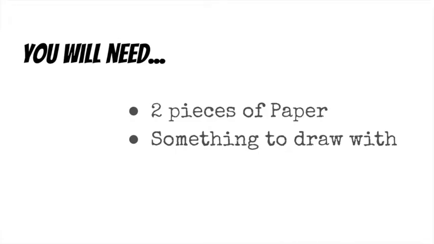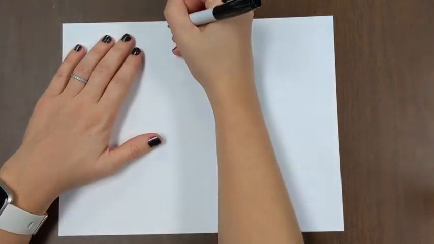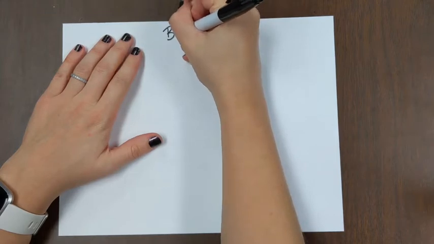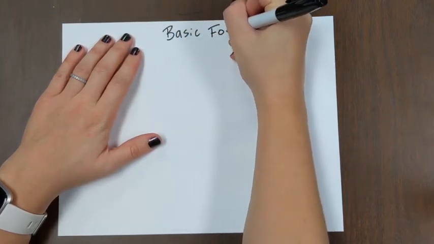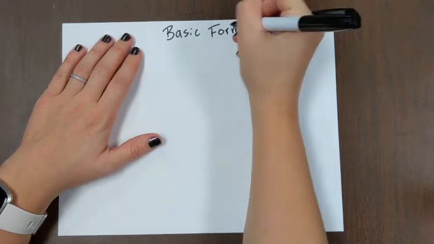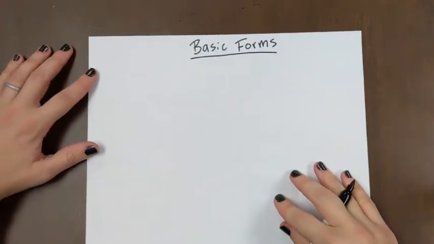For this practice, you will need 2 pieces of paper and something to draw with, which could be a pencil, a marker, crayons, just something that you can draw with. Okay, I have all my things. My paper is in landscape orientation. We are practicing, so I'm going to write basic forms at the top. Remember, this is not supposed to be perfect. We're just starting to explore these different forms.